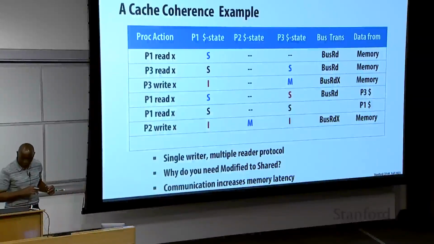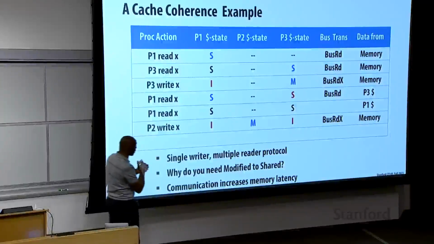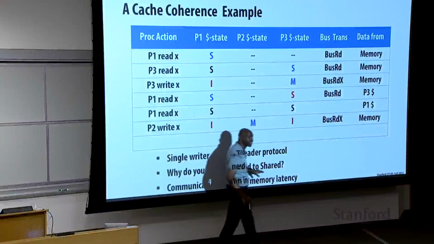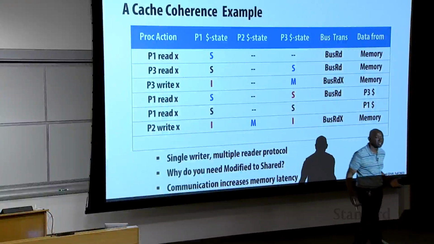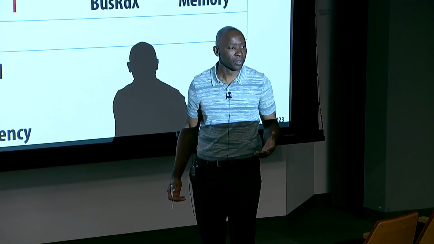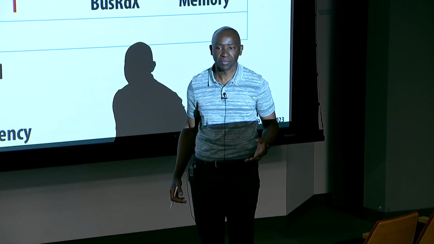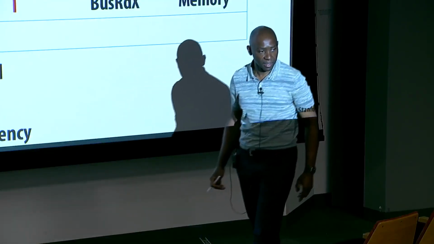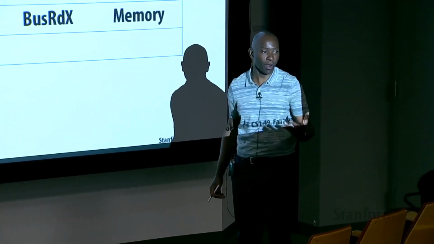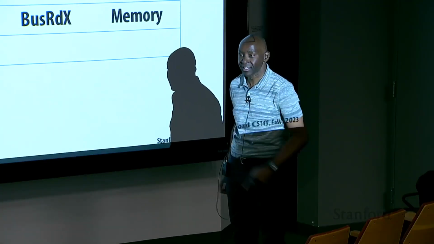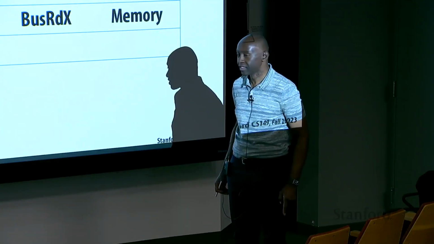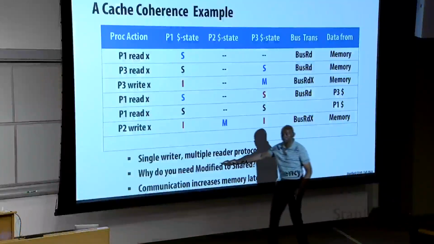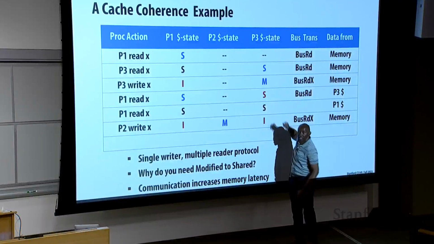Okay, so notice that we do have the single writer, multiple reader protocol. And so the question is, why do you need this transition from modified to shared? Why is that important? I guess to indicate that the cache line is back in memory. Back in memory, and what else? Indicate that another cache or another processor is the one that can modify it. So if you need a transition from modified to shared, why do you need it? For instance, in this case, why is that important?